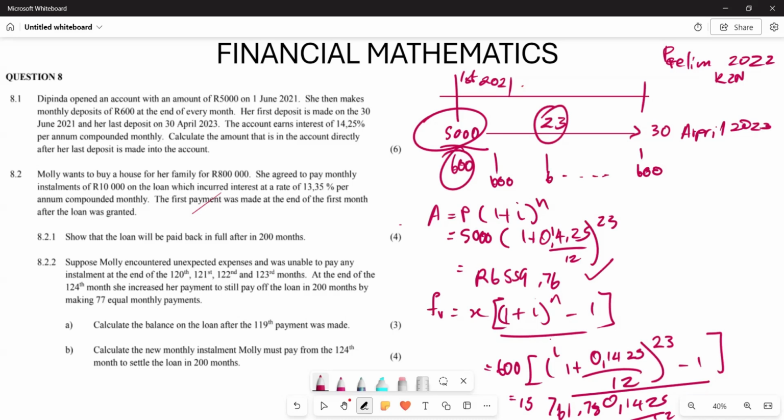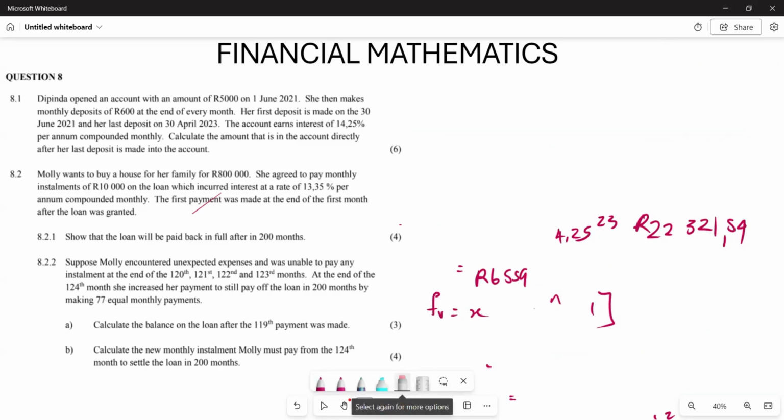Now, what is it that you're going to have here? The amount that is going to be in the account is actually 22,321.54, right? So now that's the amount that is going to be in the account at the end of all these installments, altogether. Now, hopefully all of this makes sense. Let's move swiftly along to our next question.